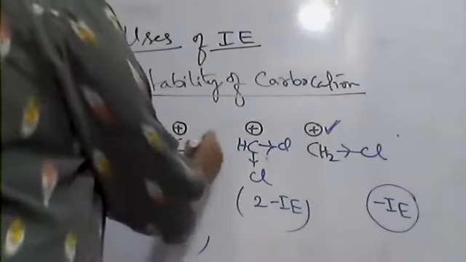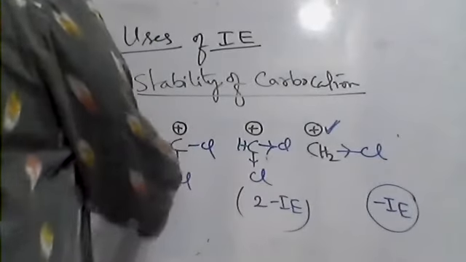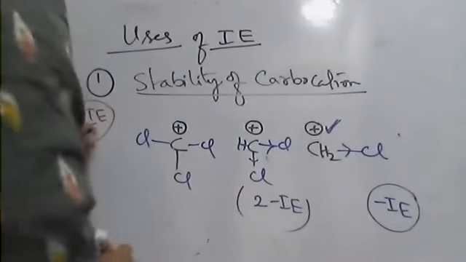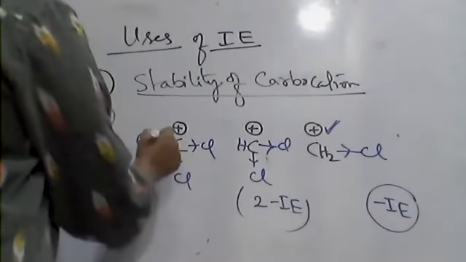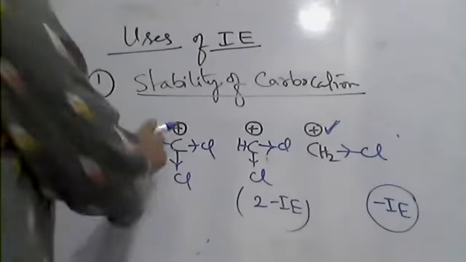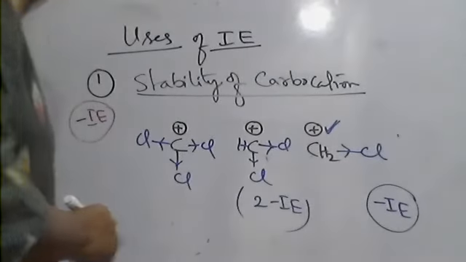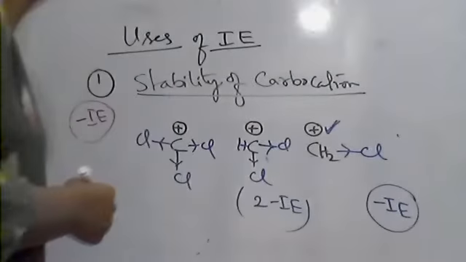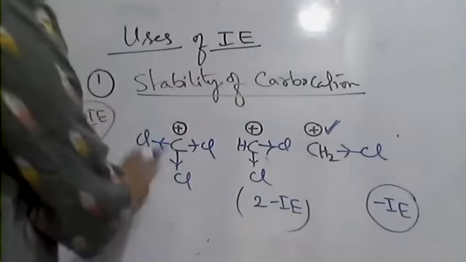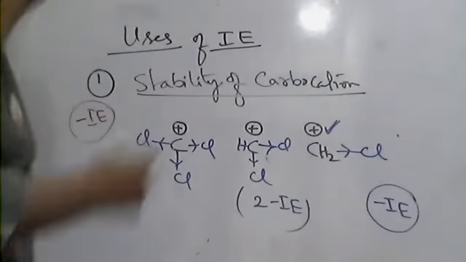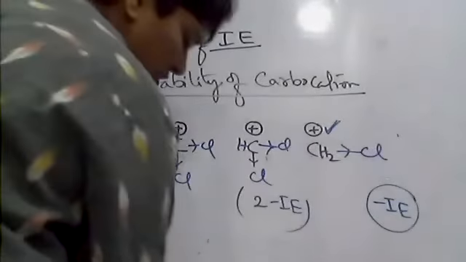And next, if this positive carbocation is attached to 3 chlorines, all the 3 chlorines withdraw electrons from this positive carbon. Therefore this loses many more electrons. So out of these, which is more stable? Where you have more positive charge? This CCl3 plus is having more positive charge. So the more the positive charge, the less the stability.